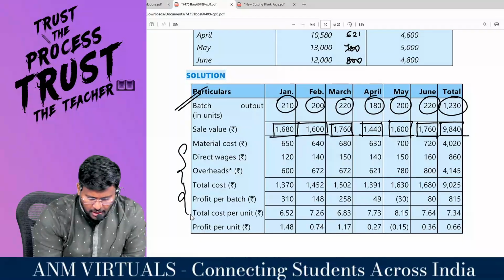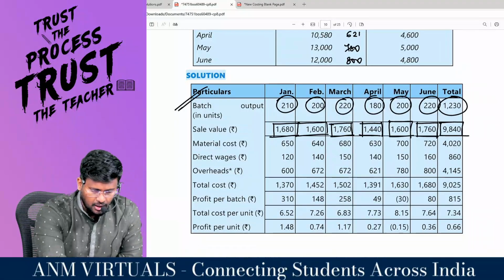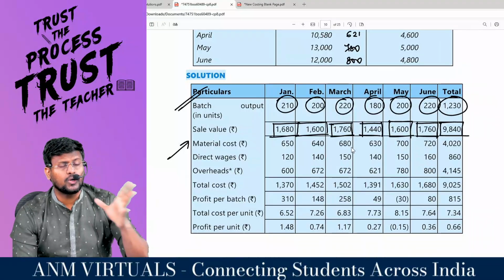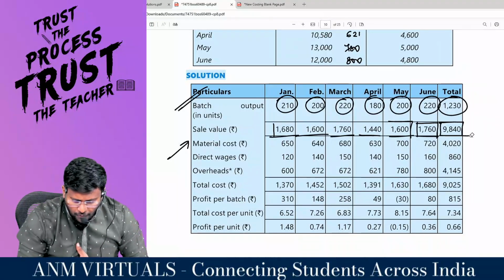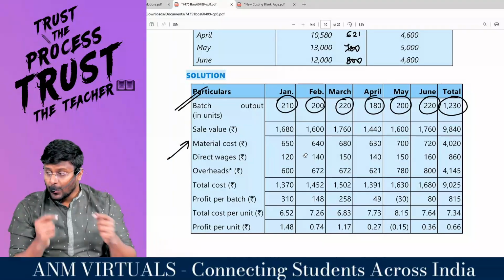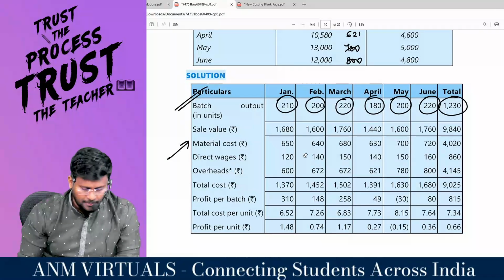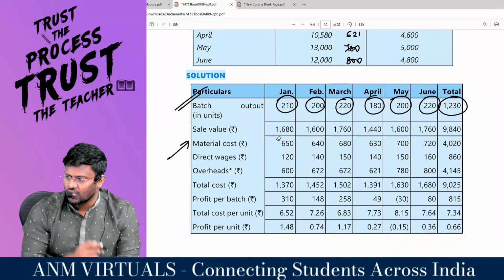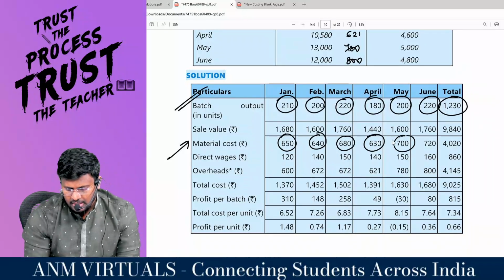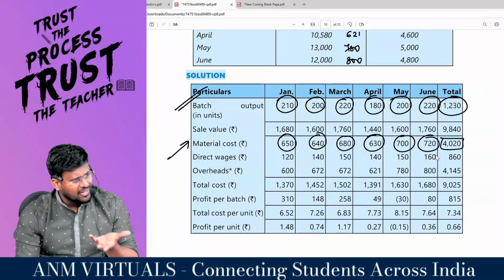All the cost I have incurred is for the units which I have manufactured. For example, the material cost I have incurred for the first month, January: how much is the material cost? 650. Is it for 200 units or 210 units? So when I take the sale value of 210 units, I can subtract total cost from total sales. Comfortable? Otherwise, I have to convert all the cost from 210 units into 200 units. Getting it? So what is the direct material cost given in the question? 650, 640, 680, 630, 700. Total comes to 4,020. They themselves gave it in the question.